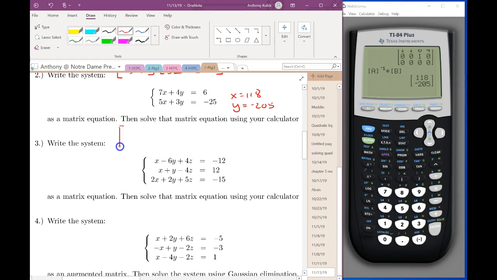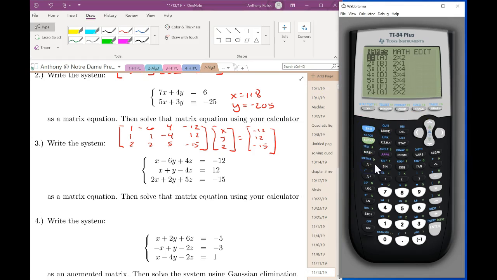Problem 3 asks us to do the same thing. So I'll start by writing my matrix equation. And we'll go ahead and type that stuff now into our calculator. So I'm going to put these matrices in C and D. So I'm just typing in the entries for my coefficients matrix right now.